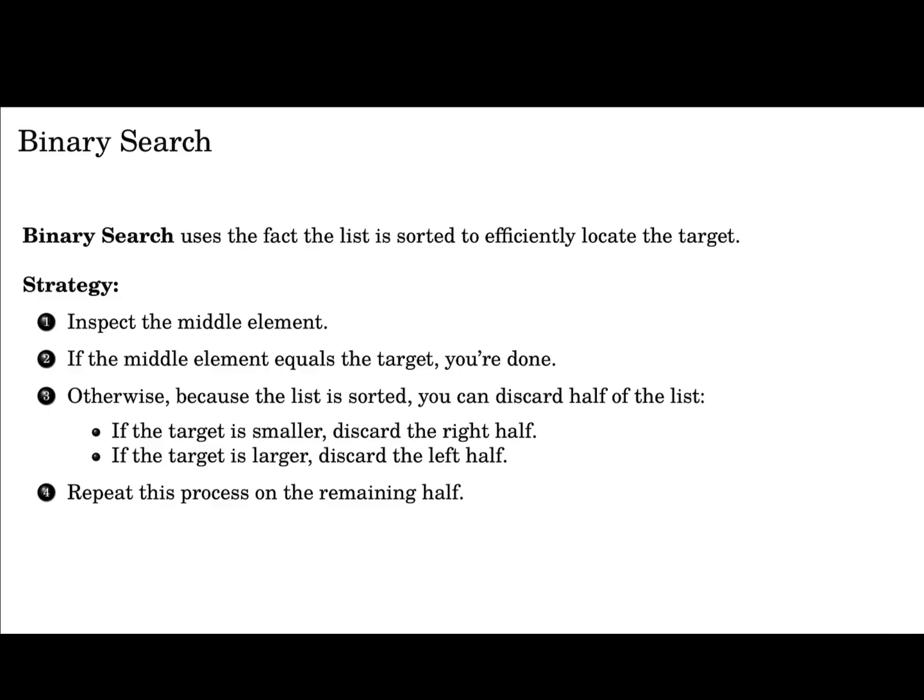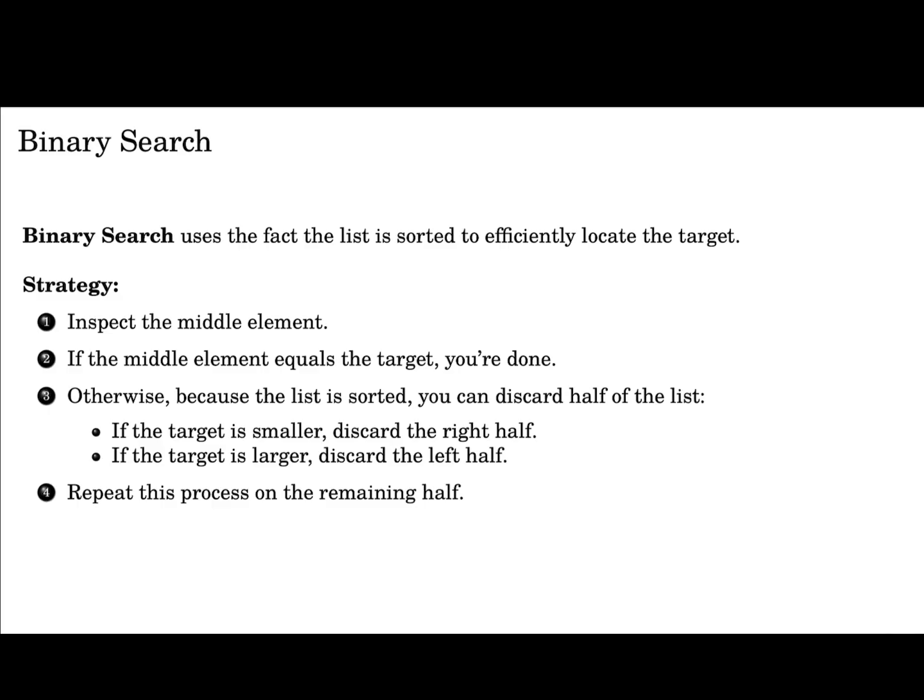If the middle element is equal to the target, then of course you're done. And if it is not equal to the target, then the sorted order tells us where the target could still be. So like we said, if the target is smaller than the middle element, then it cannot appear in the right half of the list. So we discard that right half. And if the target is larger than the middle element, then it cannot appear in the left half. So we discard the left half. Then we repeat the same process on the remaining half.